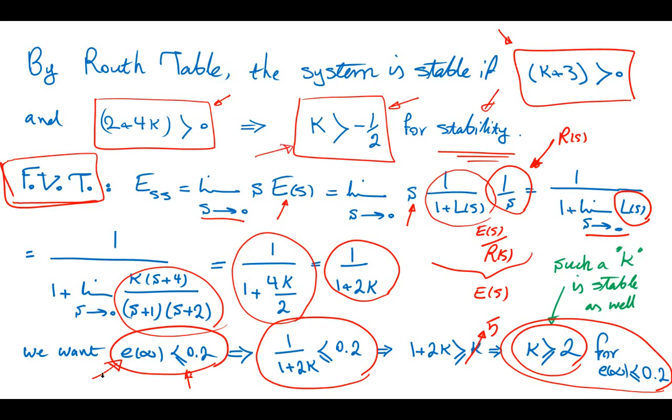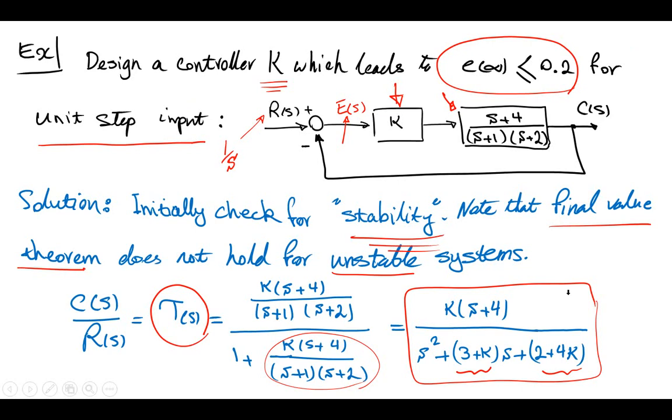Now we proceed to the rest of the steps to satisfy this condition. Whatever K we end up with, we need to check if that is stable as well. And here it is, so we're good. Any K greater than 2 will be the answer to this example. Equal to or greater than 2 is the answer.